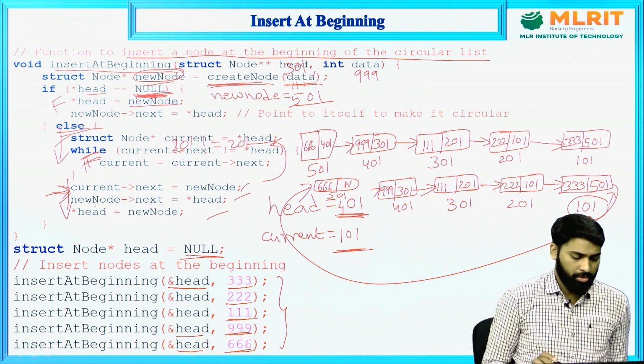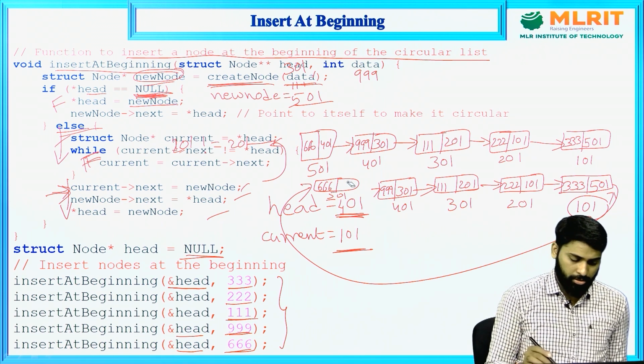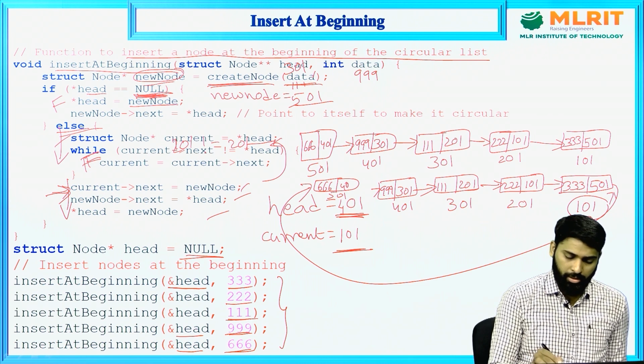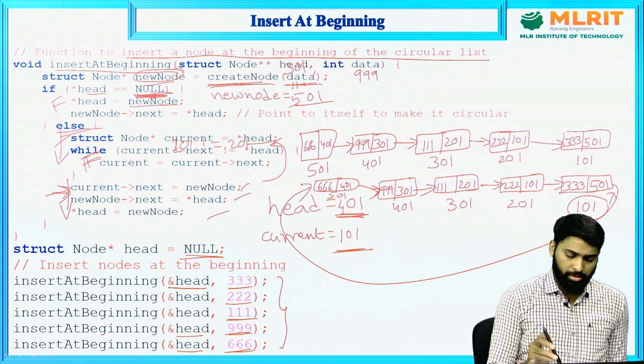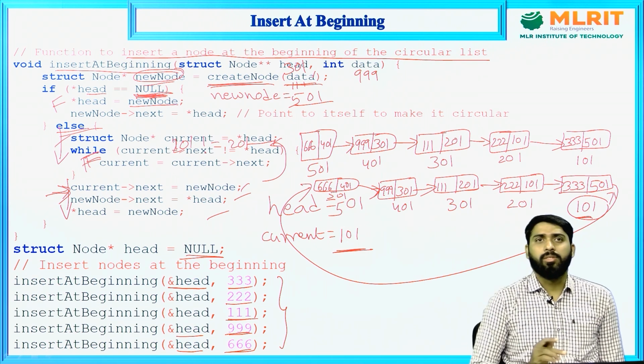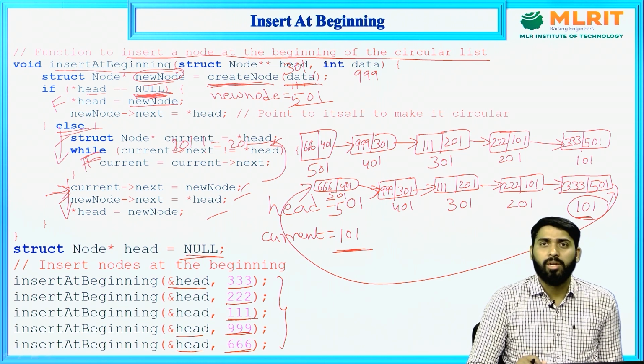Next, new node arrow next. What is the new node? 501 arrow next equals to head. What is the head? 401. So this is the link. Next, head equals to new node. That's it. Here 501. So this is how we insert a new node at the beginning of the circular single linked list.